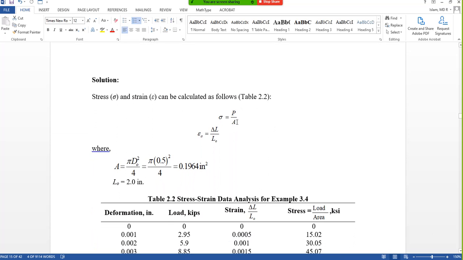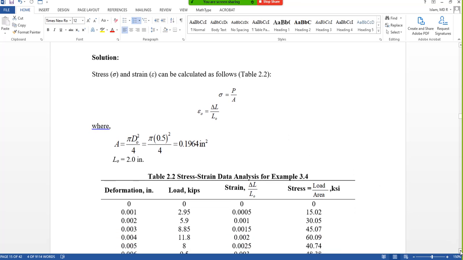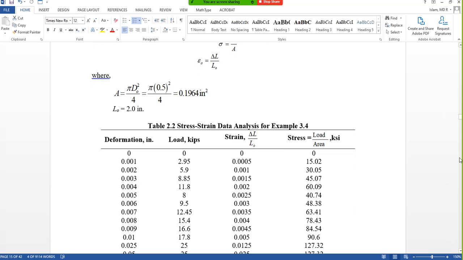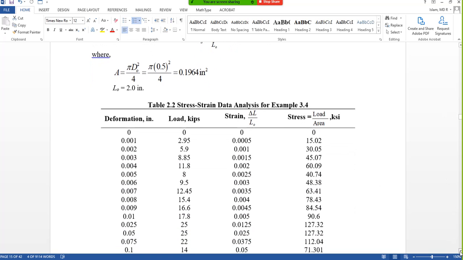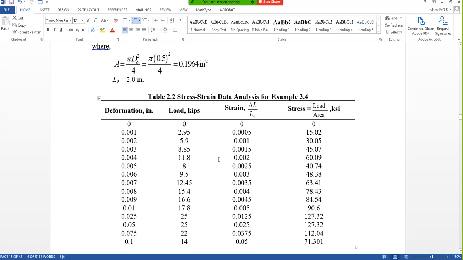Actually, P by A not, epsilon, delta L by L not. So I should write A not actually. If I do not write A not, it is actually the initial area. It depends on whatever symbol I used in my handout. So you can see deformation, load, strain: deformation by original length. You can see this one divided by your initial 2, you'll get 0.005.